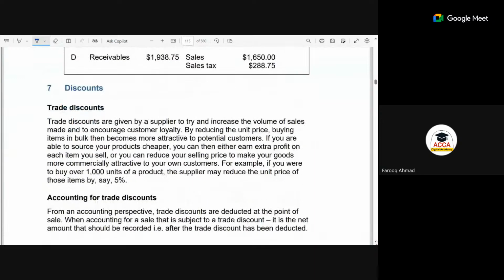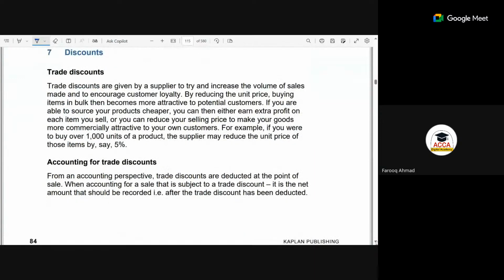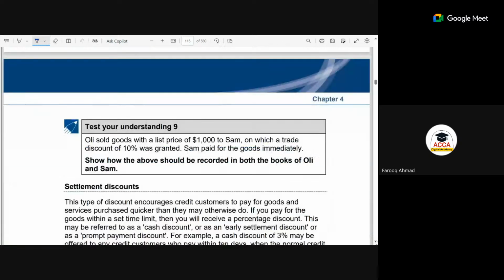How are discounts taken into consideration? Trade discounts: sometimes a customer is given a discount on trade if they buy bulk items. If they buy over 1,000 units of a product, the supplier may reduce the unit price by 5%. How the trade discount is recorded in the books of accounts.